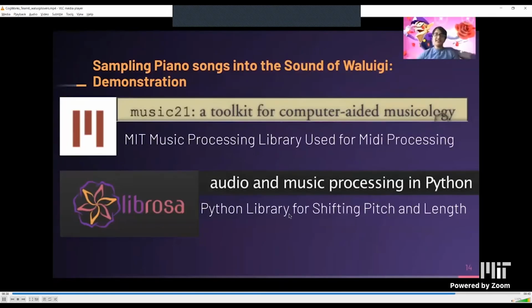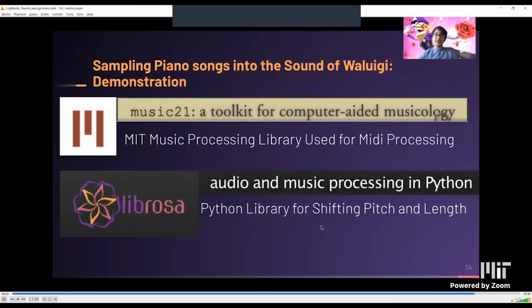And for our last project, we decided to pay homage to Waluigi, our team mascot, by utilizing Python to transform simple piano pieces into melodies with the Waluigi-Wah sound as the instrument. With the help of the MIT Music21 library and the Librosa library, we were able to convert MIDI files of simple piano pieces to repeat the same pitches in the wah sound effect.